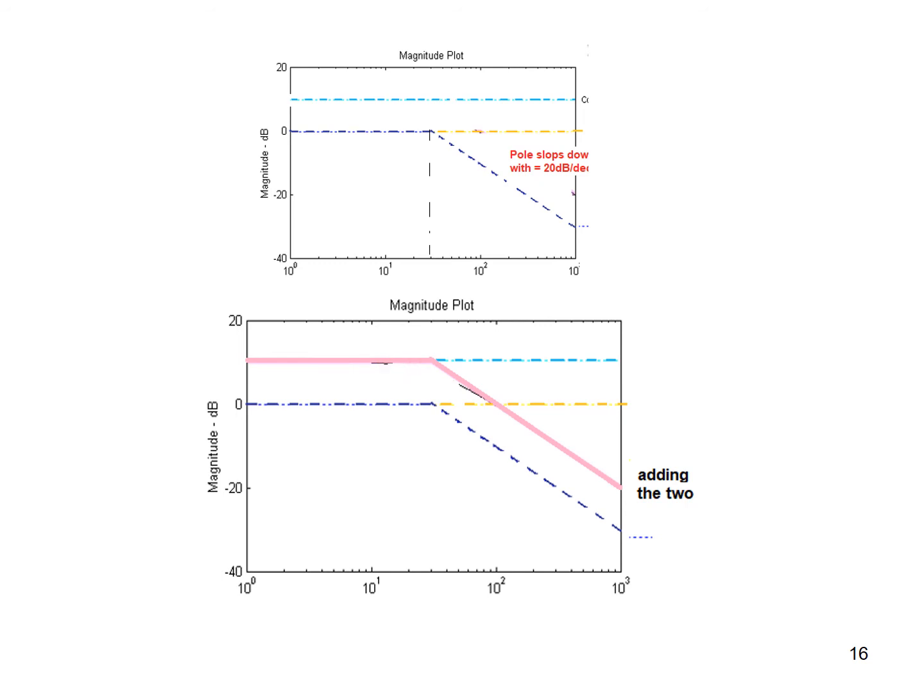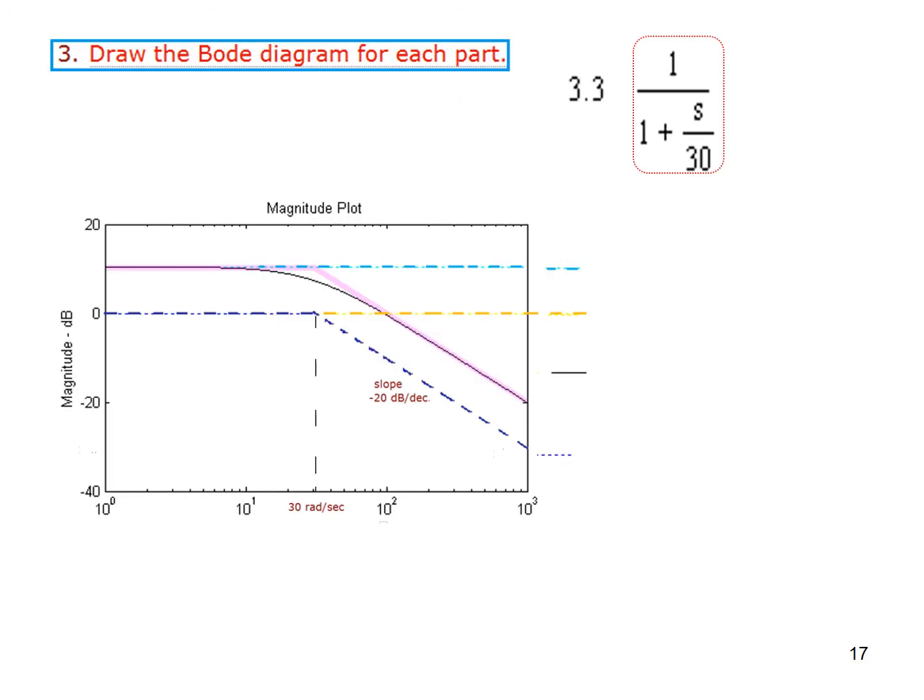Now this graph is called an asymptotic graph. We are actually just taking the straight lines, but the actual graph is not like this. So we have to then draw an actual approximation graph. We approximate it, or cut the corners, so we make the corner round. So this is the final magnitude graph that we will get for this transfer function. So this was for the magnitude part.